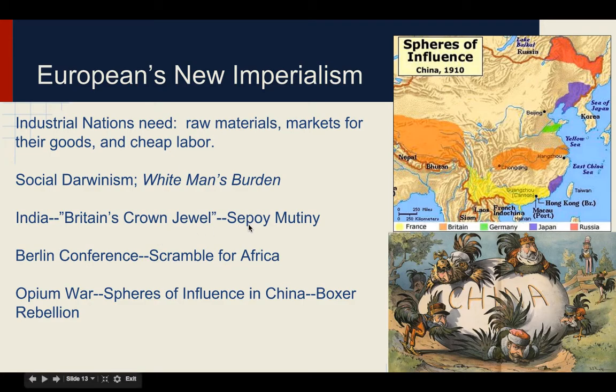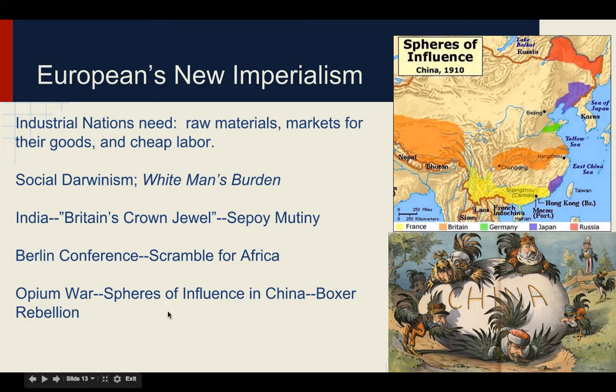We see nationalism, though, in the Sepoy Mutiny, when the Muslims and the Hindus in the British Army, the Sepoys, are mistreated and their religious beliefs are disregarded. In the Berlin Conference, of course, that's the scramble for Africa. No Africans are invited to that conference, and the Europeans carve up the African continent.